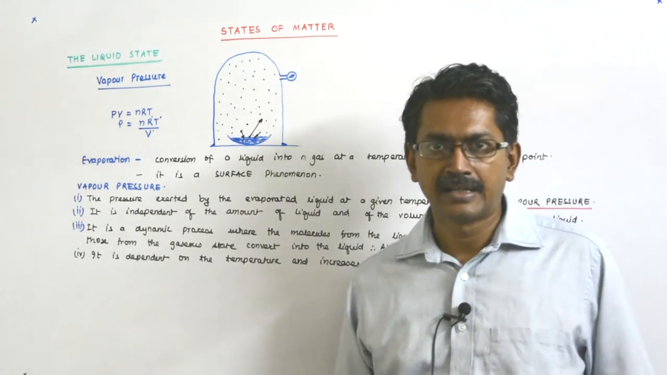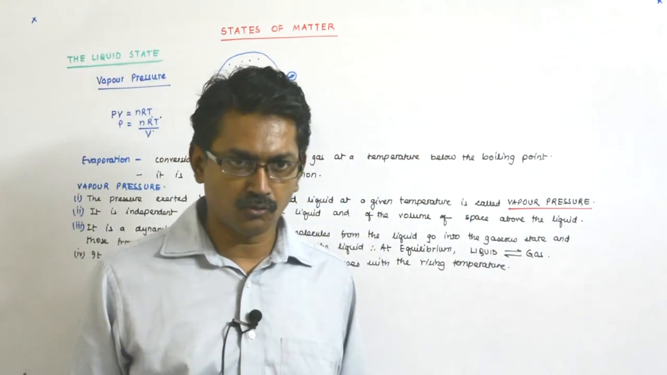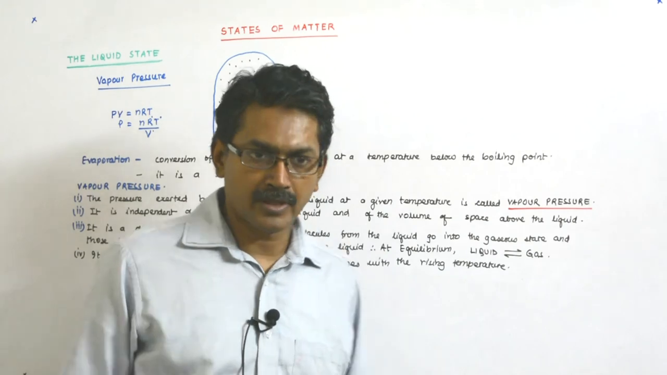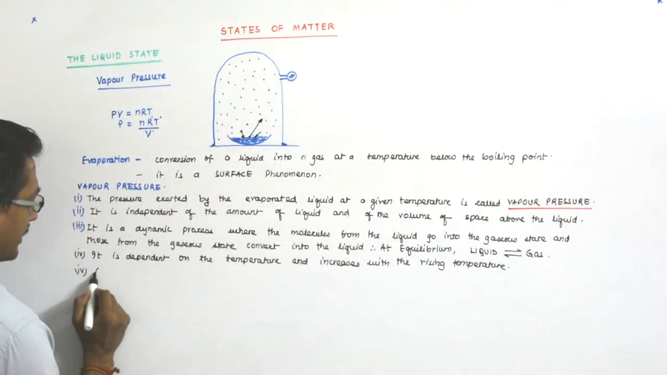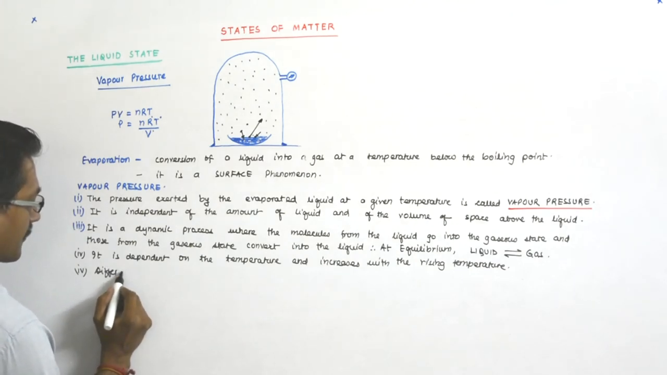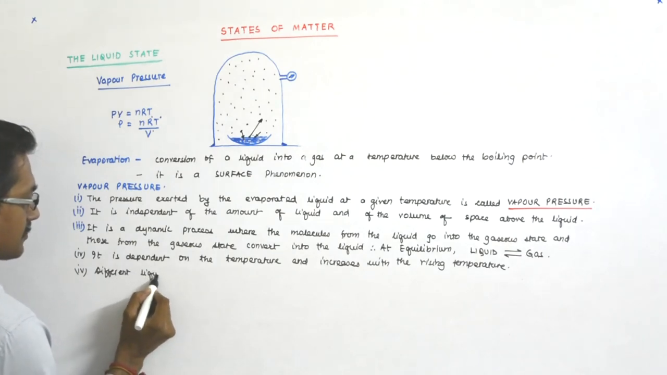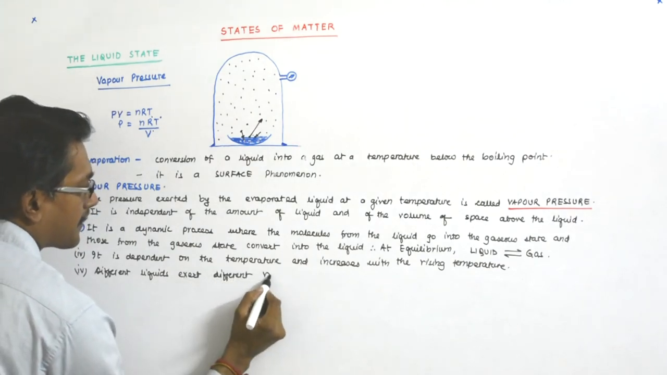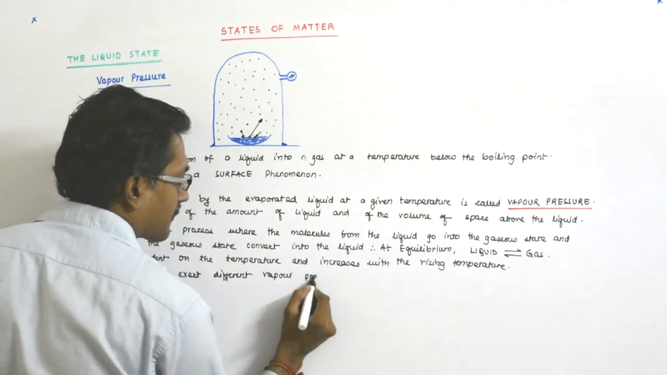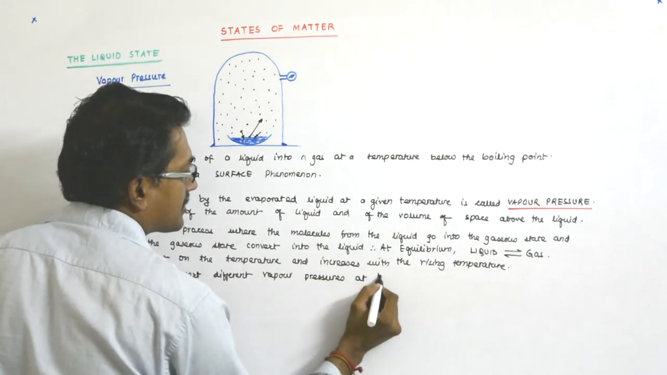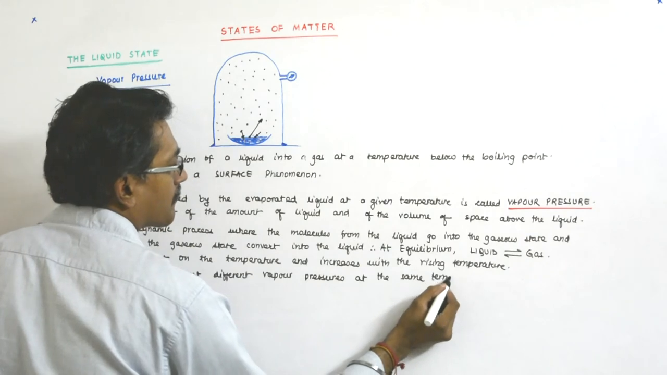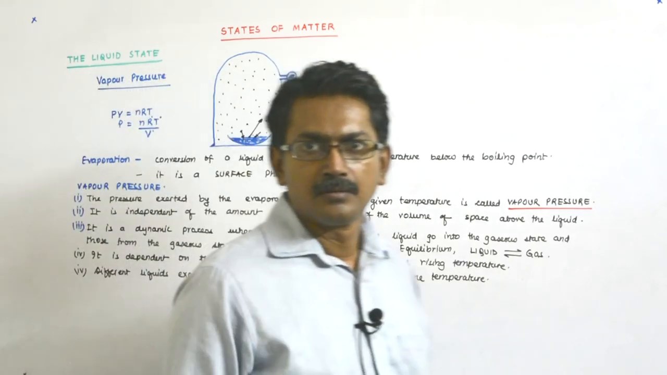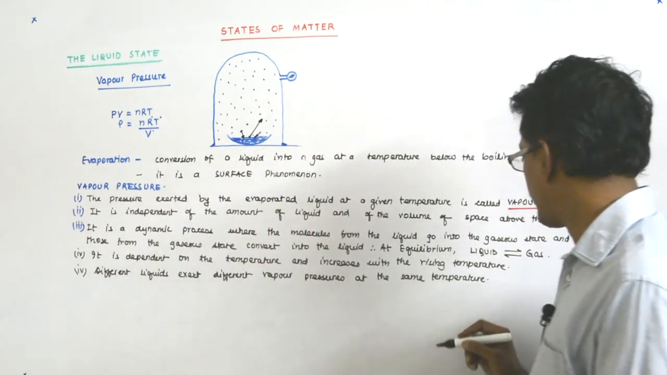Certain liquids will exert more and certain will exert less. Just don't talk about water only. Maybe if you put alcohol in this, you'll find the vapor pressure to be more. So, different liquids exert different vapor pressures at the same temperature.